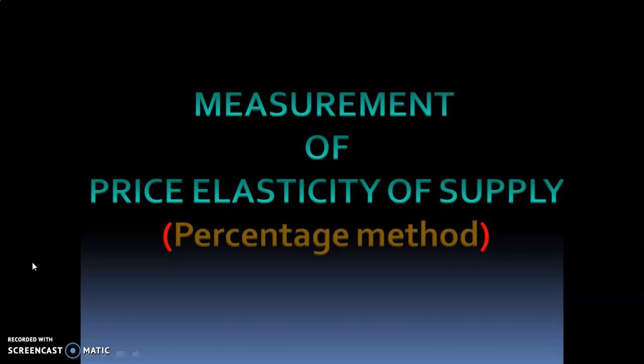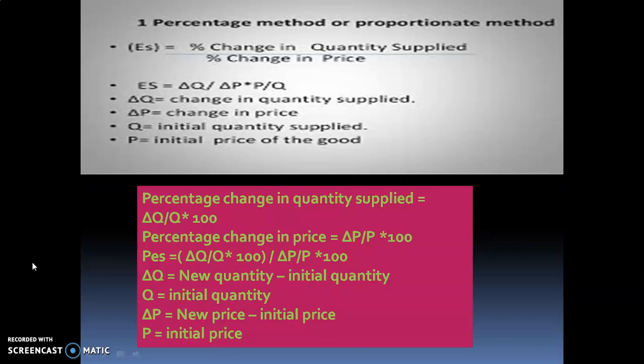There are a lot of methods of measurement of price elasticity of supply, but you have to study only the percentage method. So let us find out the meaning and the equations in the percentage method for measuring price elasticity of supply. Price elasticity of supply is the percentage change in quantity supplied divided by the percentage change in price.